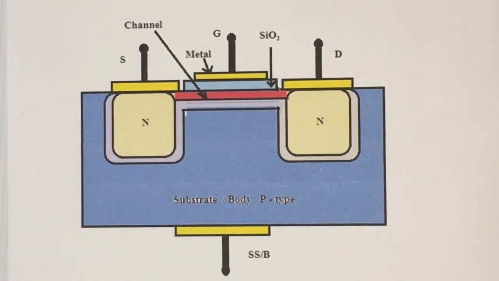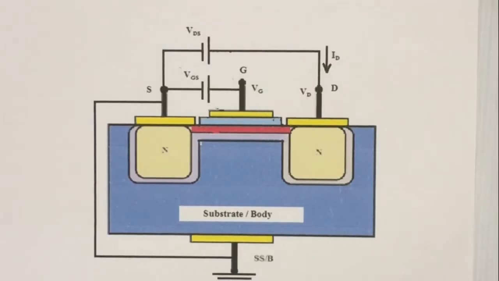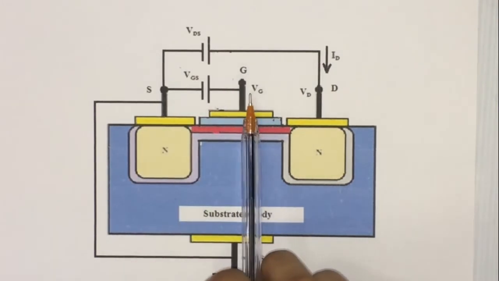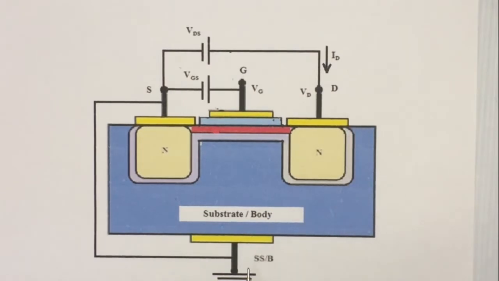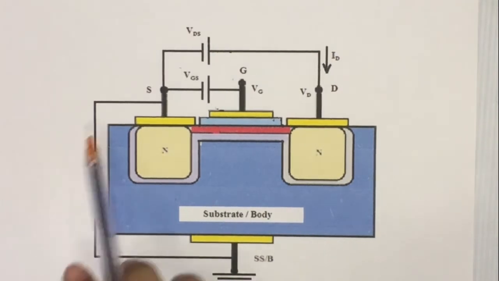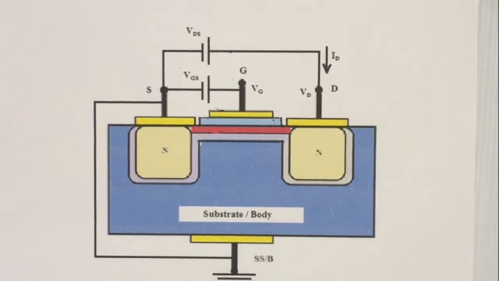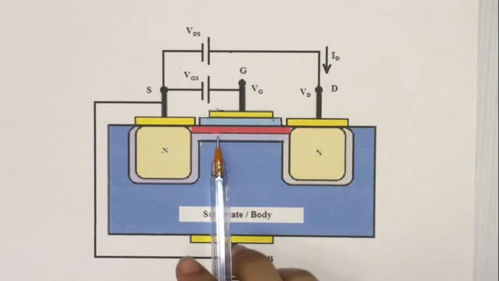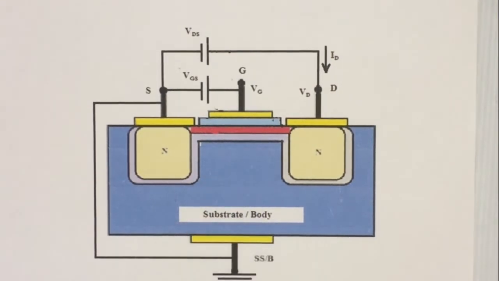Now the device is ready to operate. Now we will talk about the working or operation of the MOSFET. We have discussed that there are 4 terminals: source S, gate G, drain D, and substrate or body. In most cases, the substrate or the body is connected internally with the source, and we also discussed that by increasing VGS, the width of the channel increases.